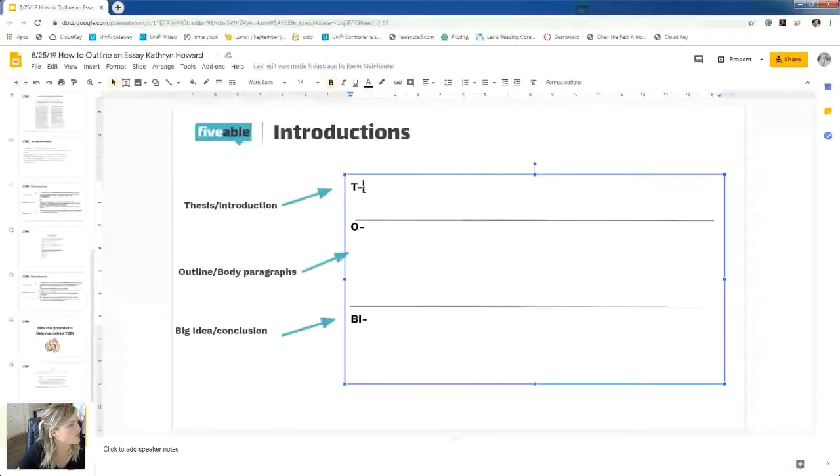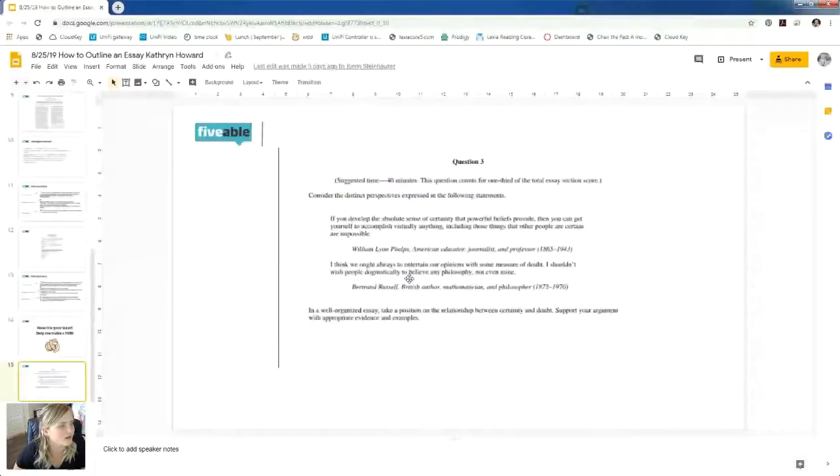So I'll go back to the prompt so you guys can see it again. But it's pretty much just asking, what's the relationship between certainty and doubt? The first person is arguing that if you believe in yourself, you can accomplish anything, so you should always be certain. And the other one is saying we shouldn't really believe too much in anything because you don't ever really know it's true. And if you are so sure of yourself, it could backfire.